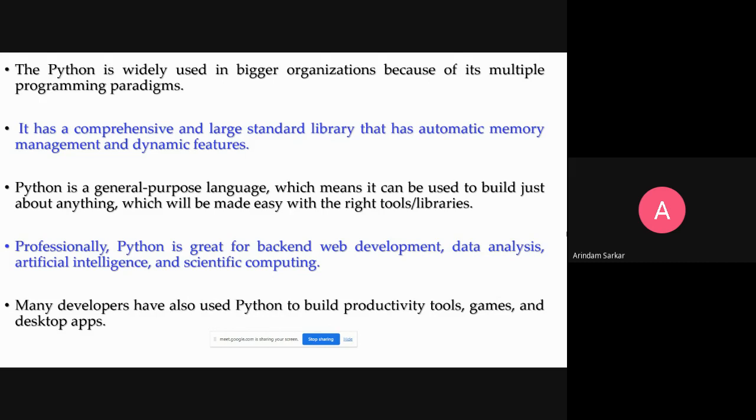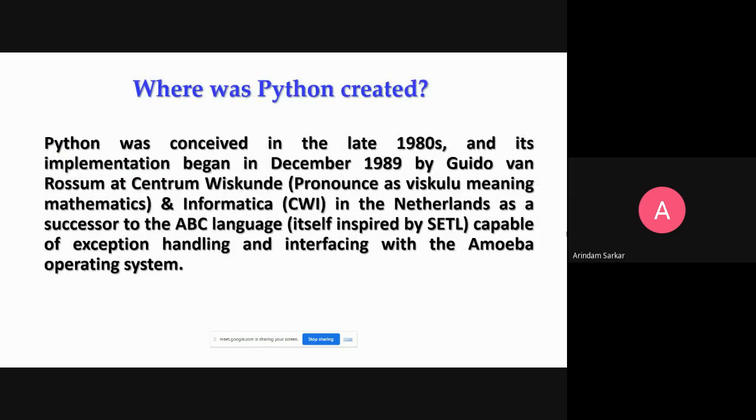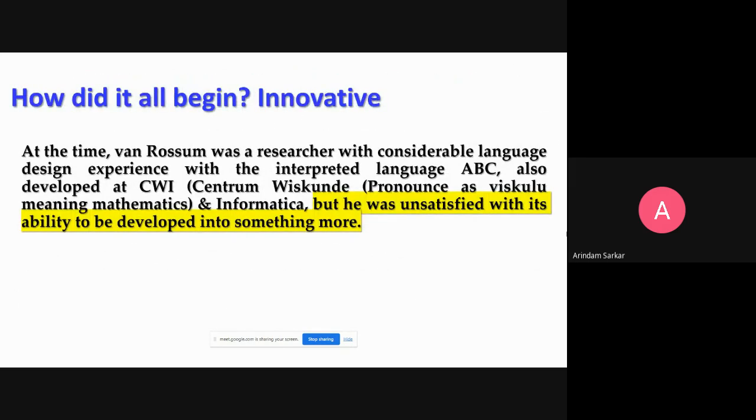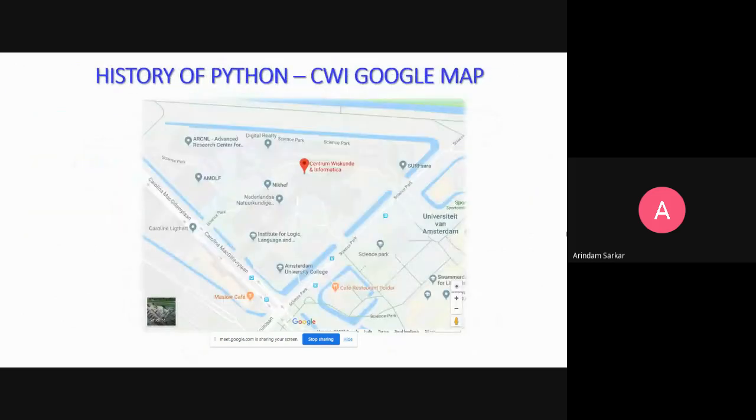As I told you, in late 1989 it was actually invented. Then Rossum was working in a lab. It's pronounced as the Viscolu lab or Viscolu mathematics lab. So the most interesting thing is that Python is an innovative language, and we are using Python worldwide.